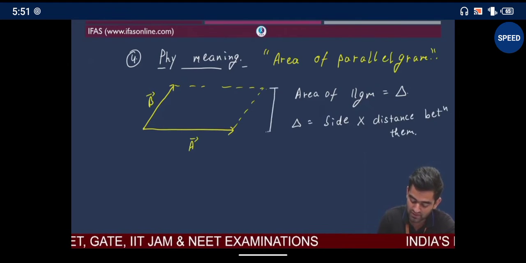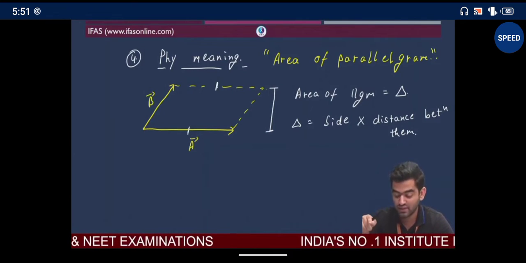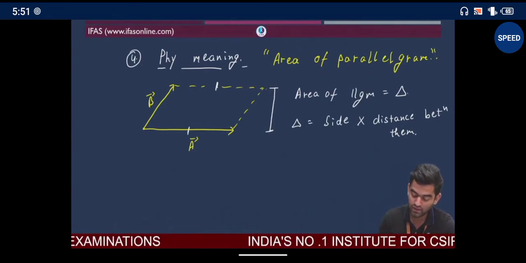Sides and the distance between them. This is the distance between them. If this is the side, these are the two parallel sides, and I am going to multiply these parallel sides with the distance between them. It's going to simply result into the area.